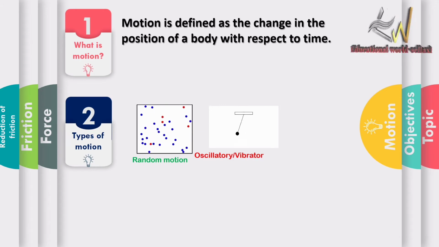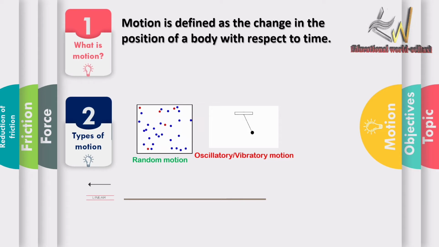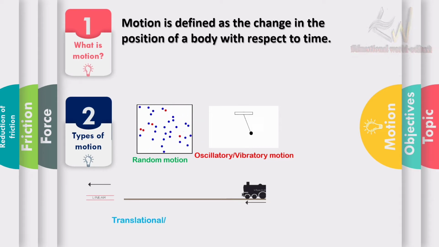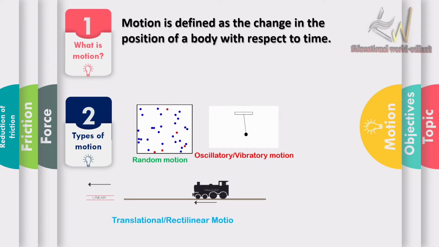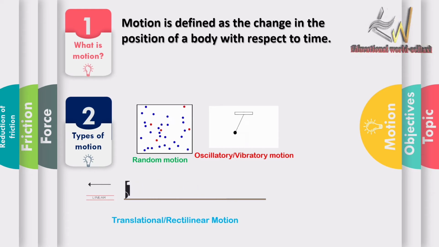We have oscillatory or vibratory motion. This is a to and fro motion of a body reversing its direction and coming back to its original position. We have translational motion or rectilinear motion. This is the motion of a body in a straight line.